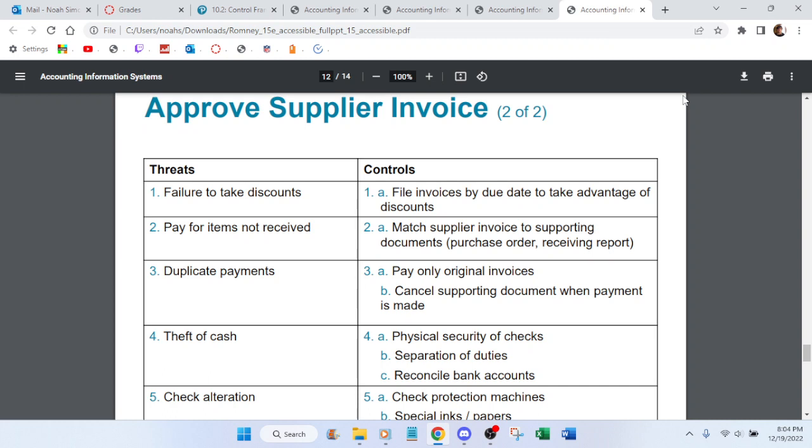Pay for items not received. Match supplier invoice to supporting documents: purchase order, receiving report. Duplicate payments. Pay only original invoices. Cancel supporting document when payment is made.